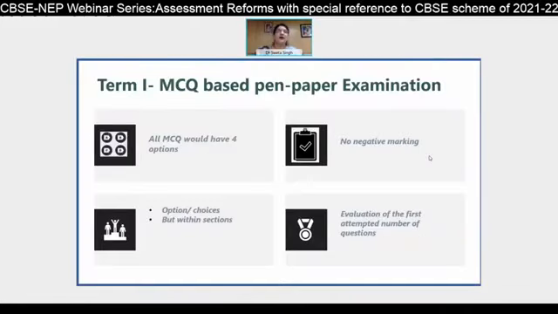So when we talk about the term 1 MCQ-based pen paper examination, we are proposing that all MCQs would have 4 options. There would be no negative marking. There would be choices or options, which we say, but it would be within the section, not vis-a-vis the question number. Also, we will give very clear instruction to the students that evaluation of the first attempted X number of questions would be done. So for instance, if a section has 25 questions and the students are asked to attempt any 20 out of those, evaluation would be considered only for the first 20 which the student has attempted. Let's go ahead to the next slide.